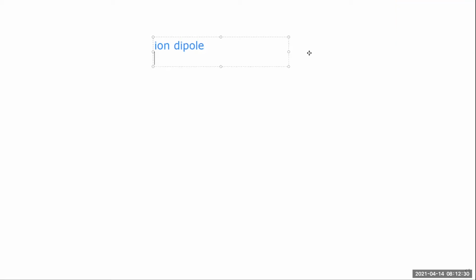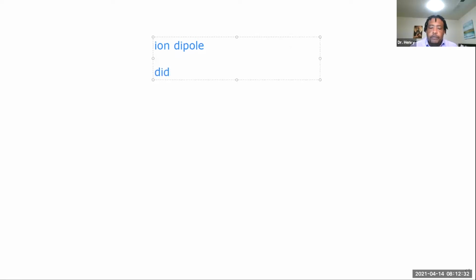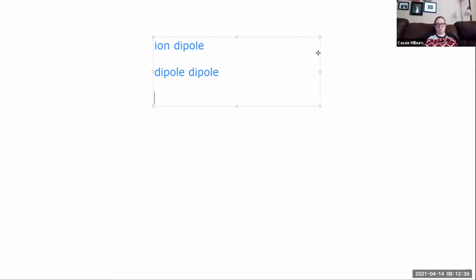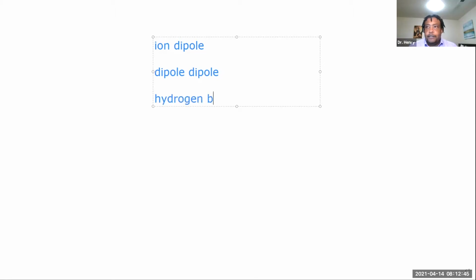Dipole-dipole. Hydrogen bonds. And we included ionic interactions, or ion-ion, because it's actually attractive forces, but it's stronger.